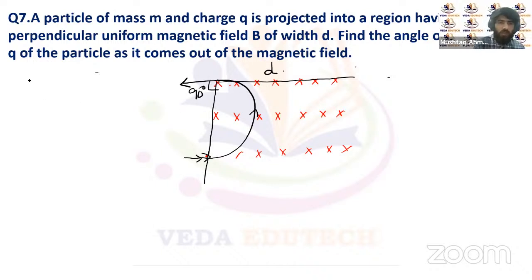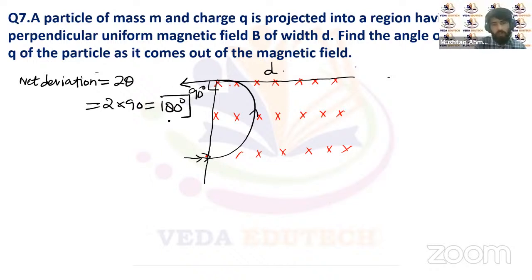So the net deviation here will be equal to twice theta, right? That will be equal to 2 into 90, that will be equal to 180 degrees. This will be the net deviation if it enters at an angle of 90 degrees. So the net deviation in this case will be 180 degrees, right?